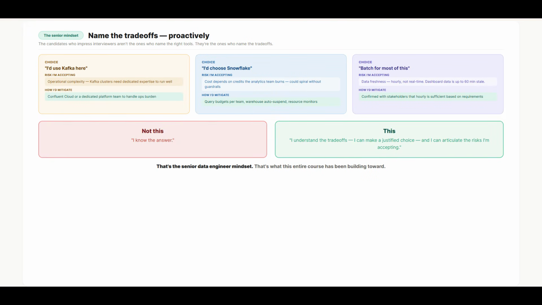Who say, I'm going with batch processing for most of this pipeline, and the trade-off I'm accepting is data freshness. The business question is whether hourly freshness is good enough. And based on the requirements we discussed, it is. That's the senior data engineer mindset. Not, I know the answer, but I understand the trade-offs and I can make a justified choice, and I can articulate the risks I'm accepting and how I'd mitigate them. That's what this entire course has been building toward.